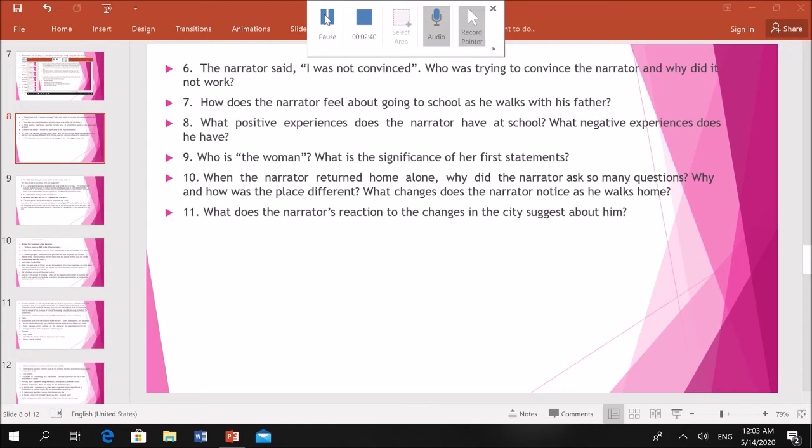So the boy actually here, when he talks about his experience at school, he presents both sides, the positive and the negative. Number 9, who is the woman? What is the significance of her first statements?